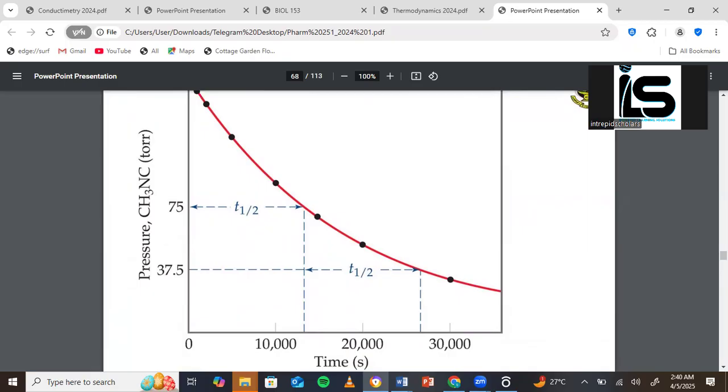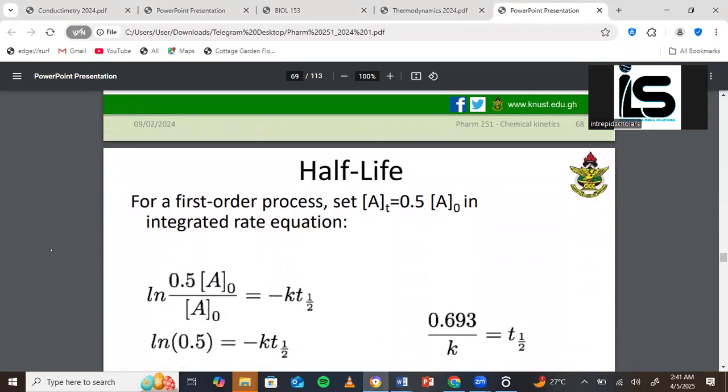So we trace the 75 to the time axis. The time here will become the first half-life. Now the time we move from 75 to half of 75, which is 37.5, will be the half-life again, right? So that is the graphical way of determining half-life.